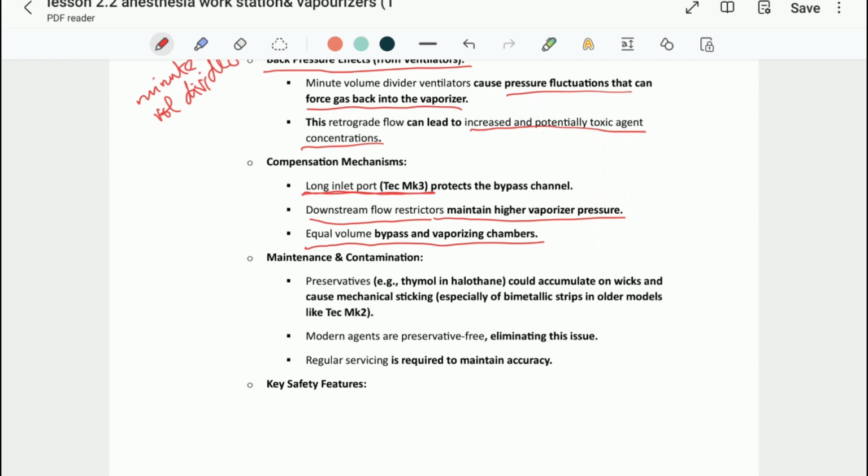For maintenance and contamination, preservatives like thymol and halothane could accumulate on the wicks and can cause mechanical sticking, especially of bimetallic strips in older models like Tec 2. But the modern agents are preservative free, thus eliminating this issue. But regular servicing is required to maintain accuracy.